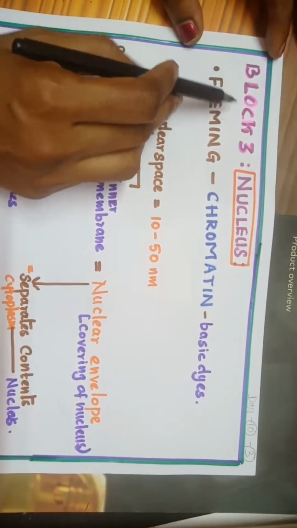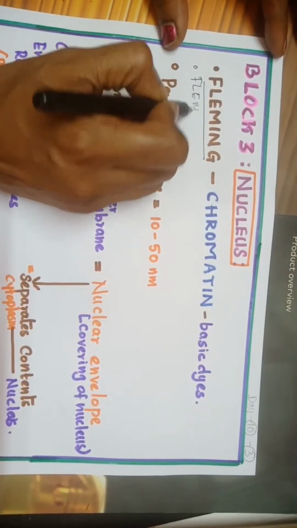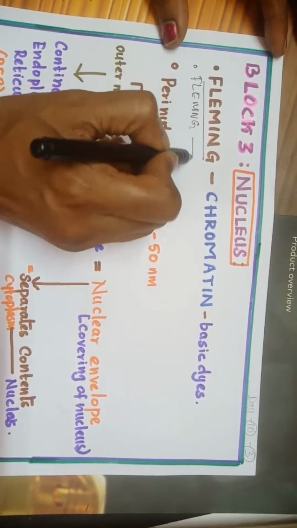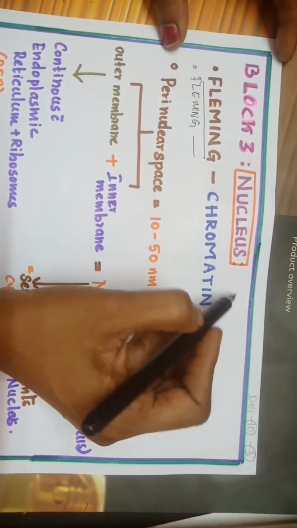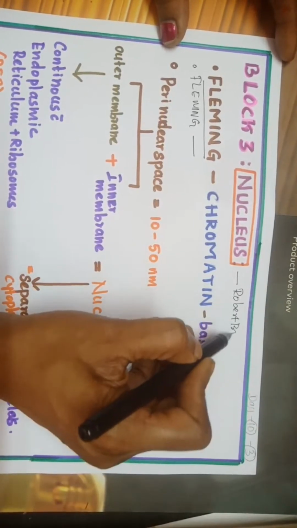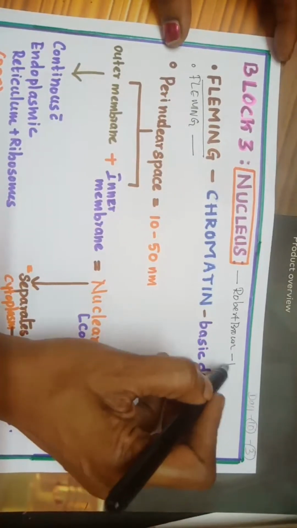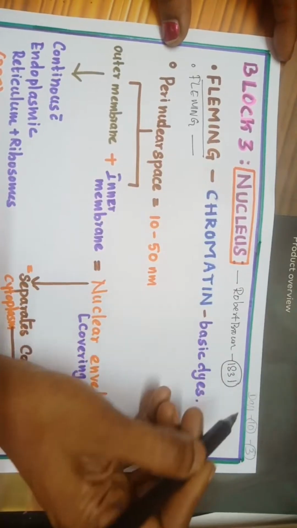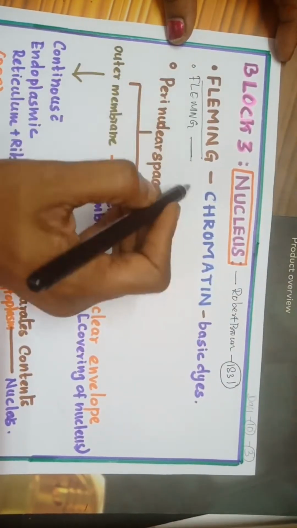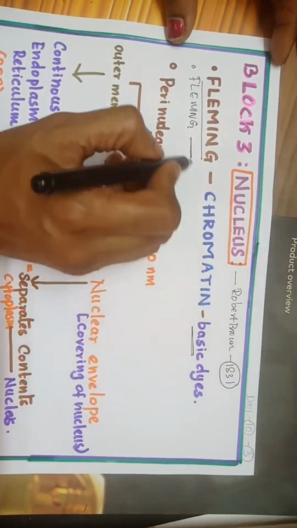And today, block 3 is the nucleus. Today's scientist, the hero today, is Fleming. Can you remember the other scientist mentioned in NCERT related to the nucleus? Robert Brown. N for N, Robert Brown. In the year, are you able to remember the year? 1831. If you know the answer, type it in the comments.